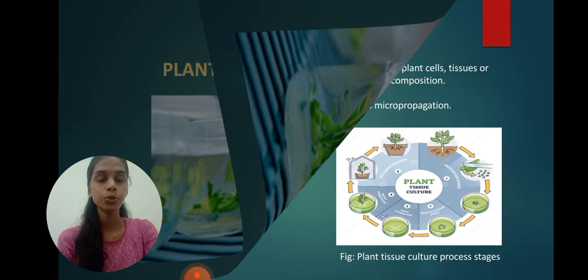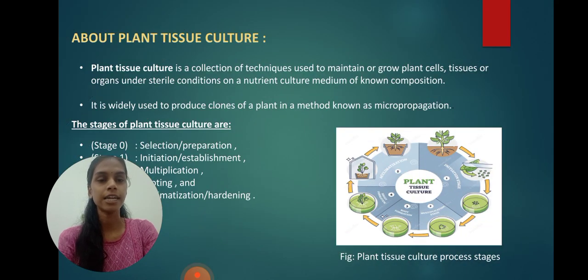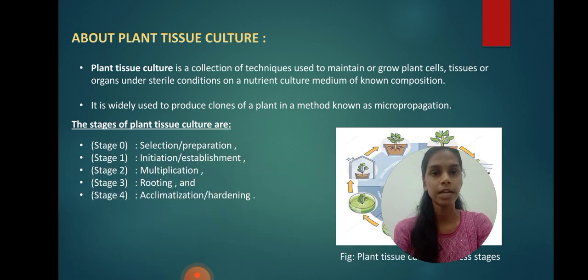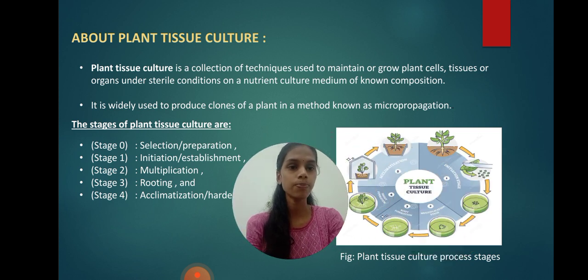And plant tissue culture is a collection of techniques used to maintain or grow plant cells, tissues, or organs under sterile conditions on a nutrient culture medium of known composition. There are many stages included in plant tissue culture, such as selection, initiation, multiplication, rooting, and also acclimatization. The figure shows the process stages of plant tissue culture.